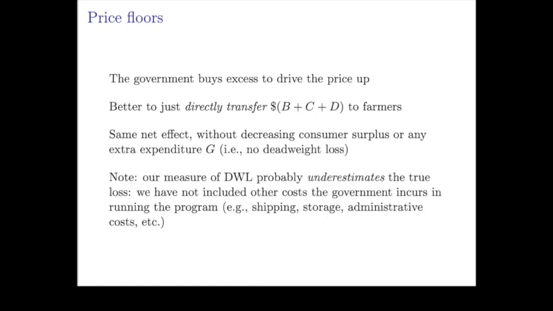In fact, this measure of deadweight loss probably underestimates what the actual loss is, because now the government's going to purchase this stuff, it has to be stored, it has to be shipped, and so there's all these extra costs that we're not measuring. So our analysis demonstrates that something like a price floor isn't a very effective policy. Just handing cash directly to the farmers would have been a far better policy. It wouldn't harm the consumers as much, and it would be just as good for the producers without increasing the government expenditure as much as it did.